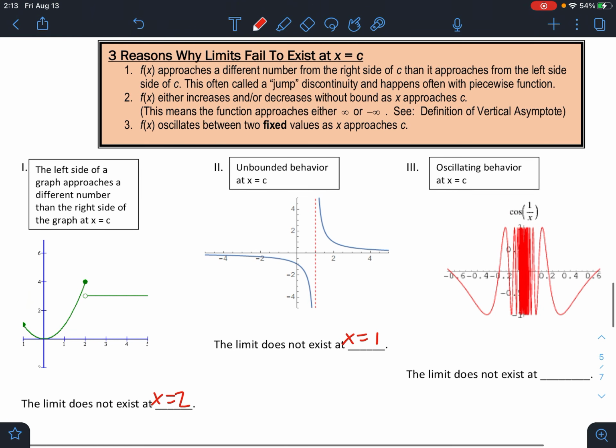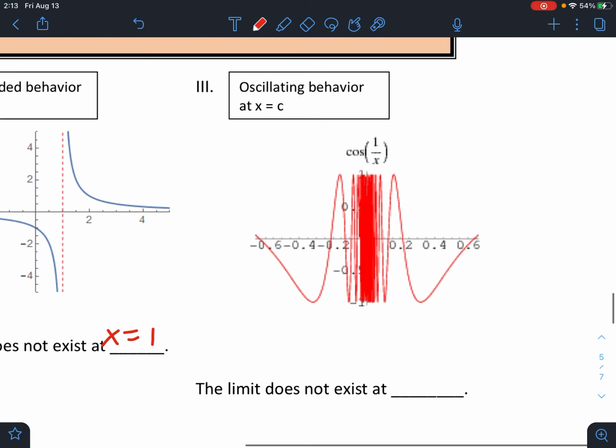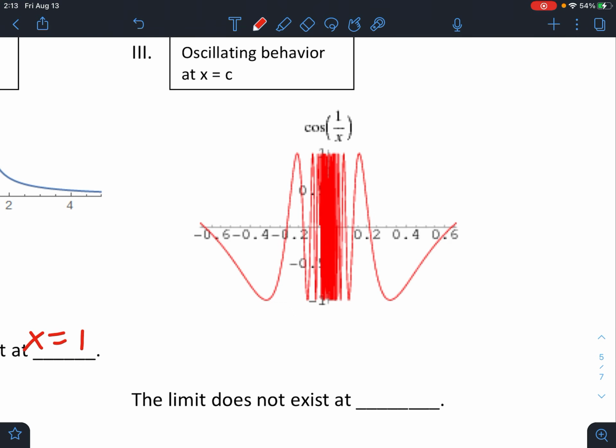And the third one, this is what we just talked about recently here. f of x is oscillating between 2 fixed values as x approaches c. So it's jumping back and forth really, really quickly. That's what's happening here, something like cosine of 1 over x. So you'd say the limit does not exist at x equals 0 due to oscillating behavior.